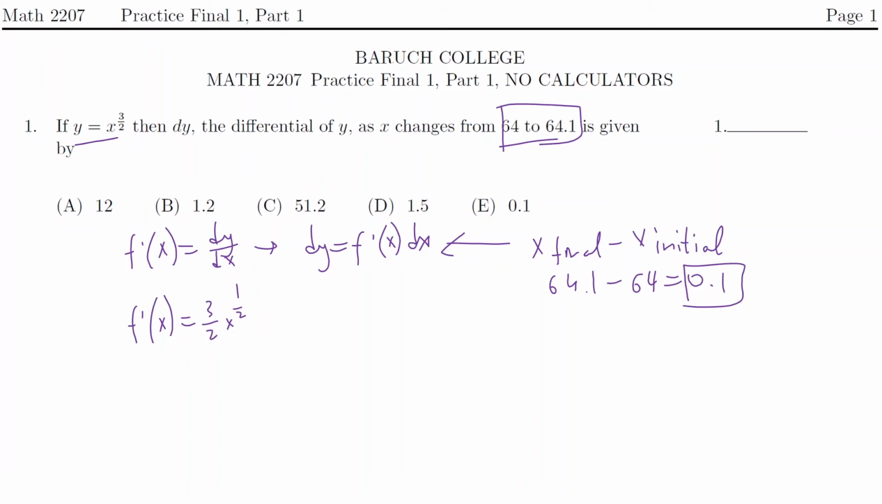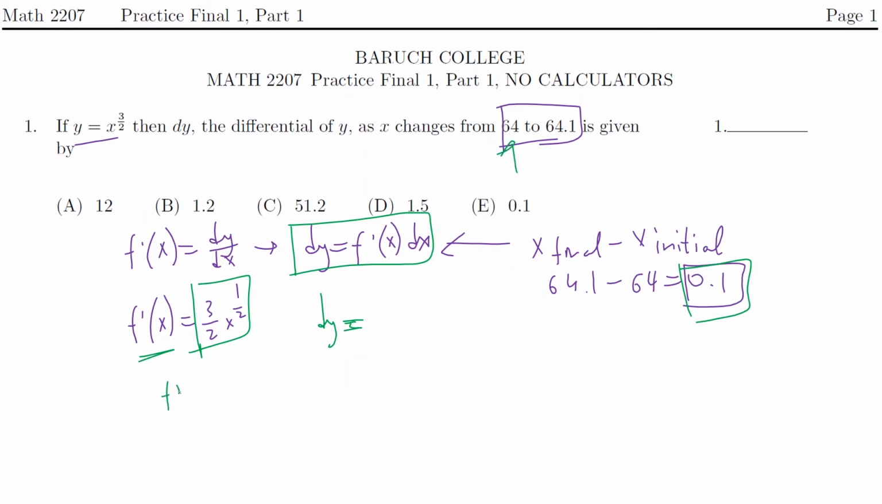What are we missing? Let's try to connect the dots. So we've got this formula right here. We clearly need to find dy. And we've got f prime of x, which is this, multiplied by 0.1. We're not going to get the answer, of course not, because f prime of x has to be plugged in with x equals 64, which is the initial.